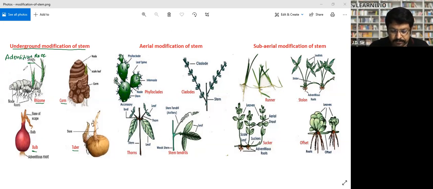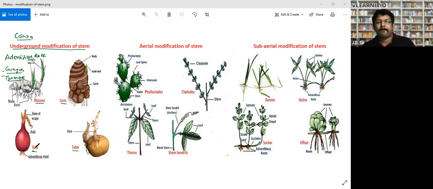Example: ginger, turmeric, and banana, meaning canna. Canna is called banana. So canna, ginger, and turmeric are examples. Clear? Rhizome clear? It's important.